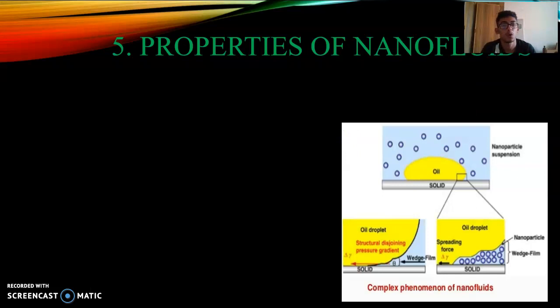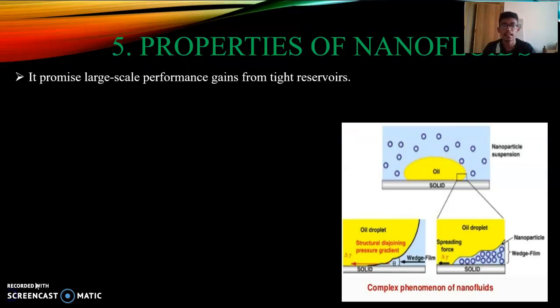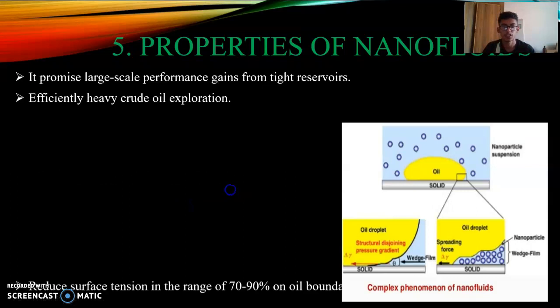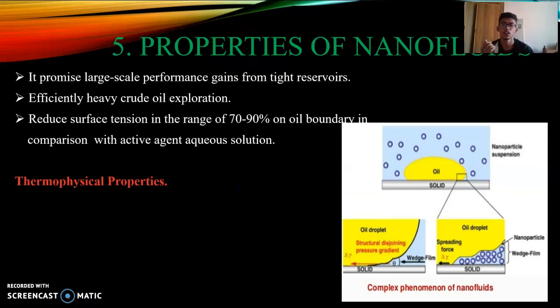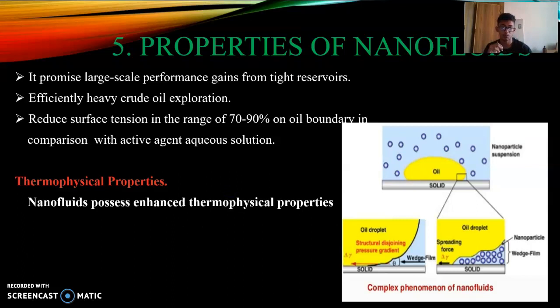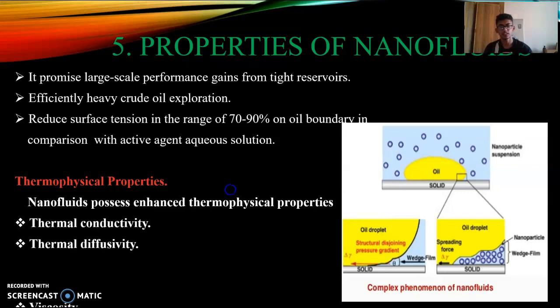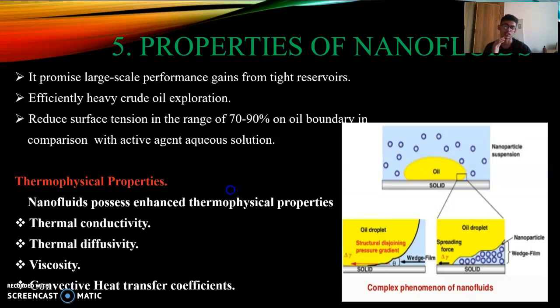Next, we'll see about properties of nanofluids. It promises large-scale performance gains from tight reservoirs. It makes heavy crude oil exploration efficient, reducing surface tension in the range of 70 to 90% on oil boundary in comparison with active agent aqueous solution. Now we'll see some of the thermophysical properties. Nanofluids possess enhanced thermophysical properties like thermal conductivity, thermal diffusivity, viscosity, and convective heat transfer coefficients.